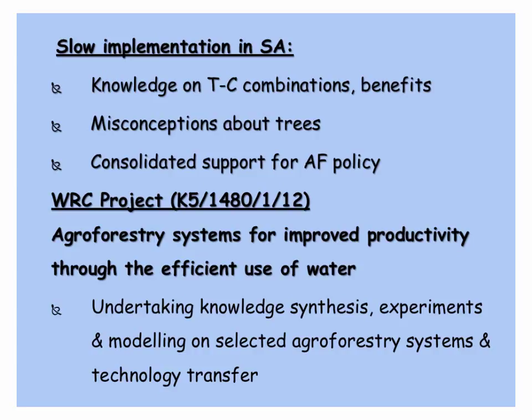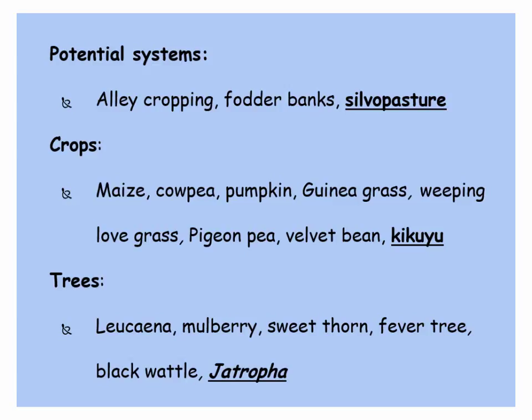Recognizing that, the Water Research Commission, a major funder of water-related research, funded the project on agroforestry systems for improved productivity through efficient use of water, to undertake knowledge synthesis, experiments, and modeling on selected and applicable systems. The potential systems included agrocropping for the vines and silvopasture, using crops and trees familiar to the site, and some fast-growing trees that might have potential but may not be known to the farmers, so some were new.